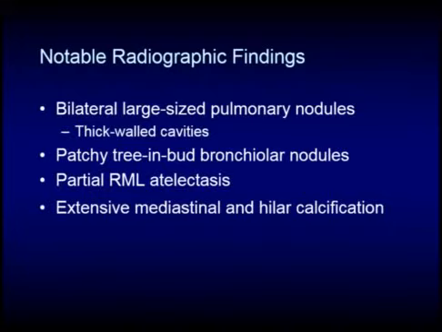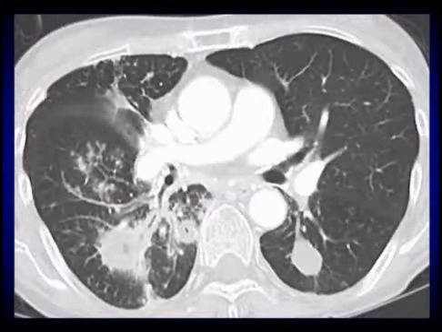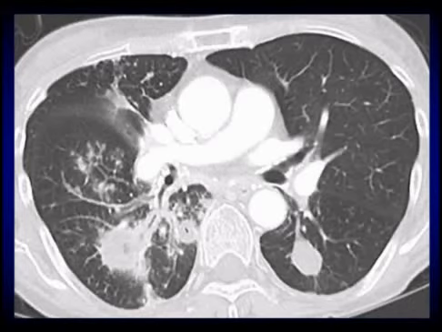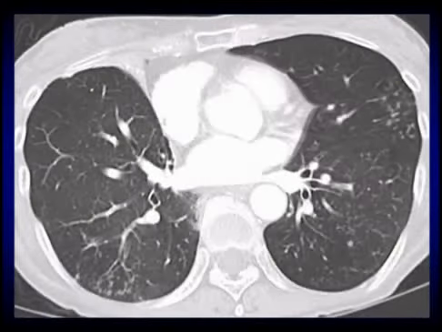Now, endobronchial or cellular infiltrates can be a feature of MAC, but with MAC you'd often expect more localized disease, more bronchiectasis. The macronodules here are really what point to this perhaps being TB with endobronchial involvement causing those micronodules that are tree and bud and patchy in distribution.